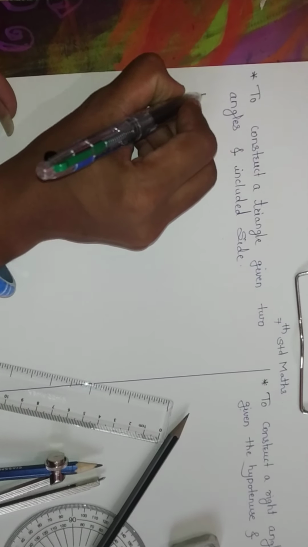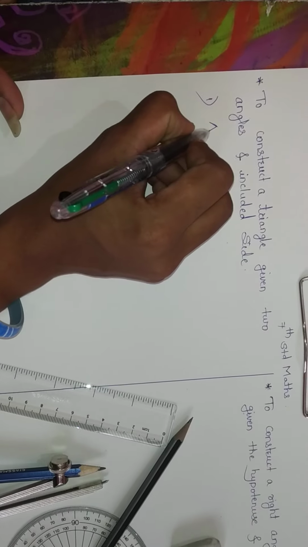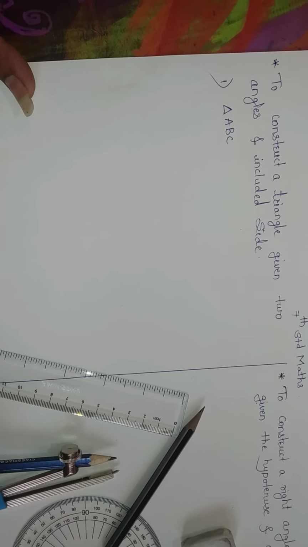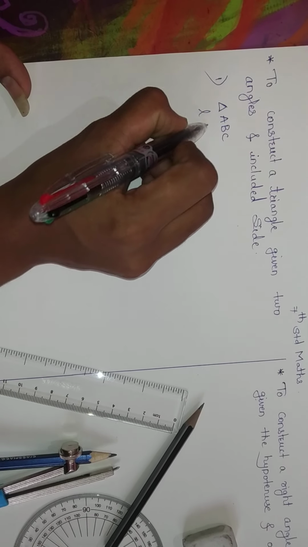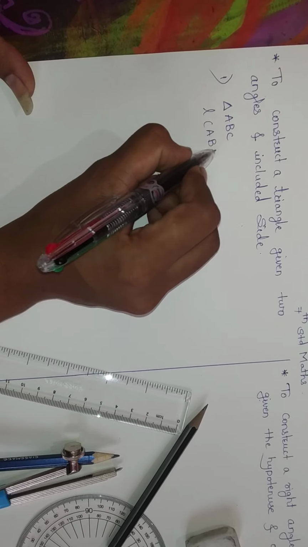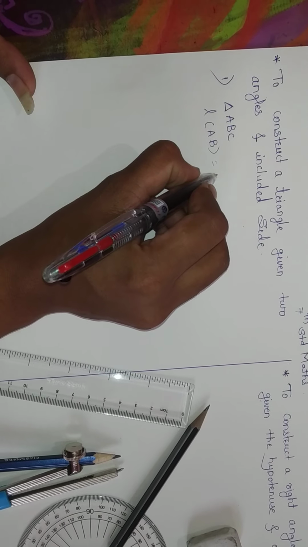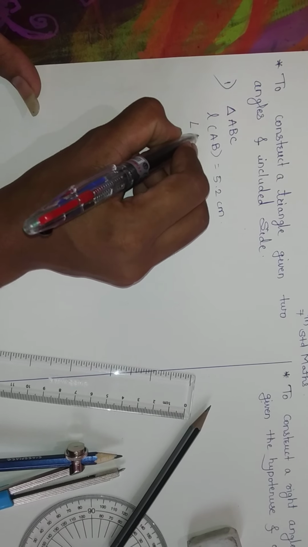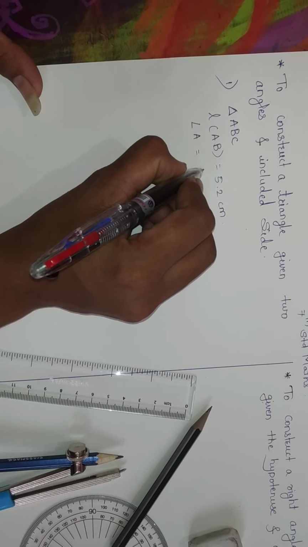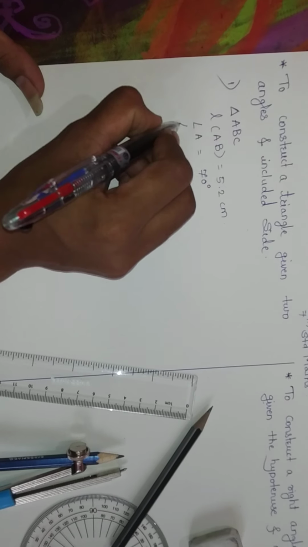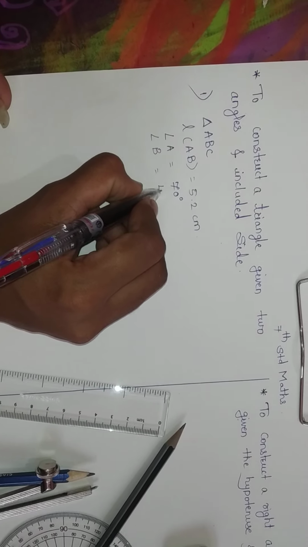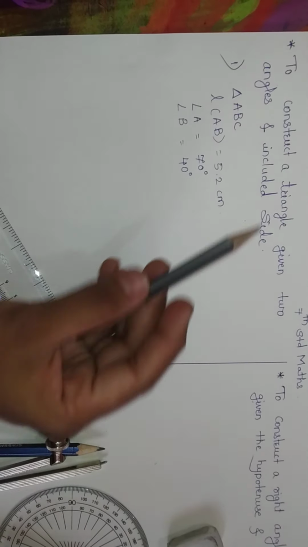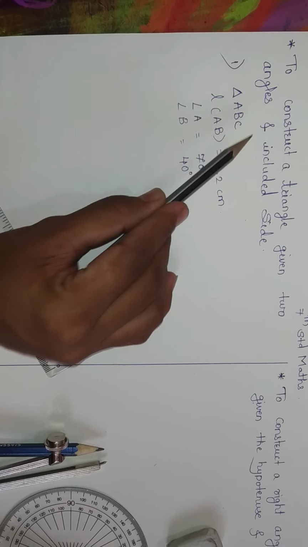The first example is given in front of you. Suppose triangle ABC is given. Length AB is equal to 5.2 centimeters. Angle A is equal to 70 degrees and angle B is equal to 40 degrees. Now the example is given in front of you just like this. Triangle ABC is given, so pay attention.